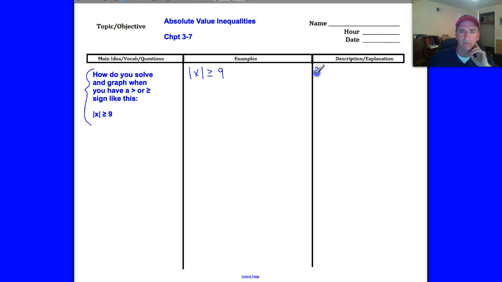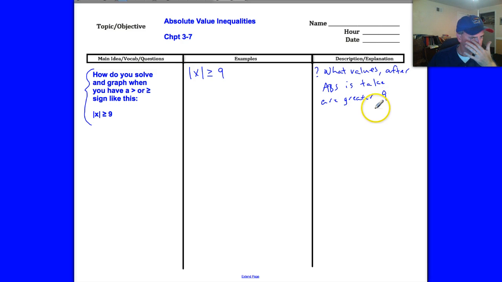Question you want to ask yourself: what values, after the absolute value is taken, are greater than 9? In other words, that's just my language trying to explain what you should be thinking here. You should be looking at this wondering, what value could I put in for x to make that true? All right, well, let's just think about that for a moment.